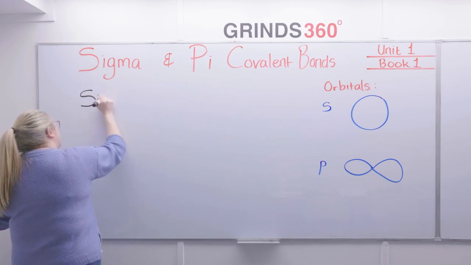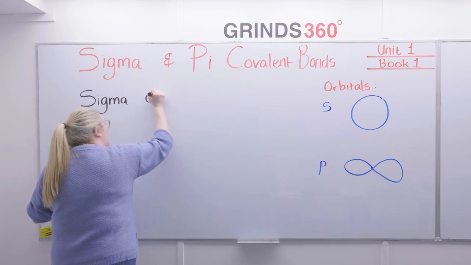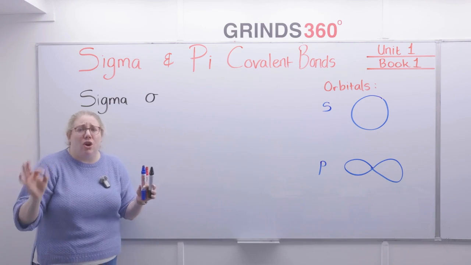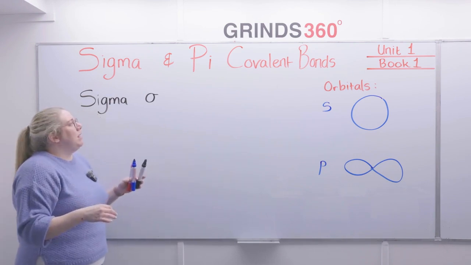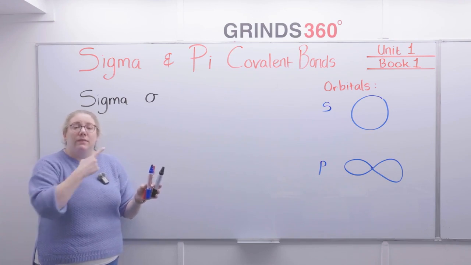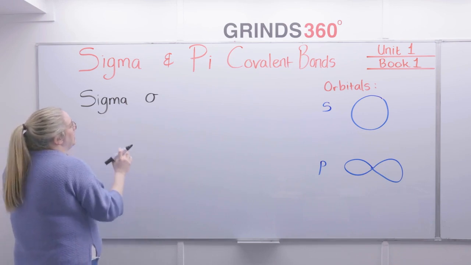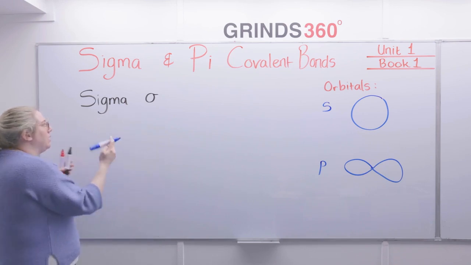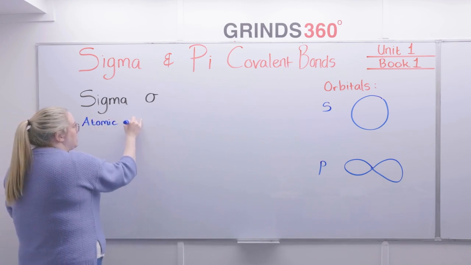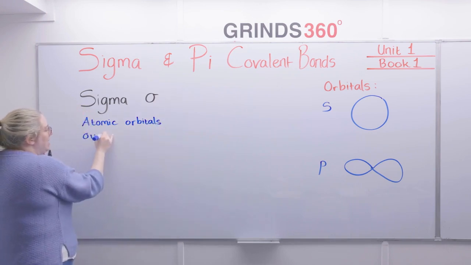Now, the Greek letter sigma, the lowercase sigma symbol, looks like this. It's an O with a little kick off of it like that. Now, I am desperate at drawing Greek symbols. Your examiner is not going to be looking at this going, oh my God, that's not a perfect sigma. I don't care. It's fine. It's like an O with a little line off it. That's my sigma. Now, in order for you to form a sigma bond, your atomic orbitals, and it's specific that you specify atomic orbitals, overlap head on.